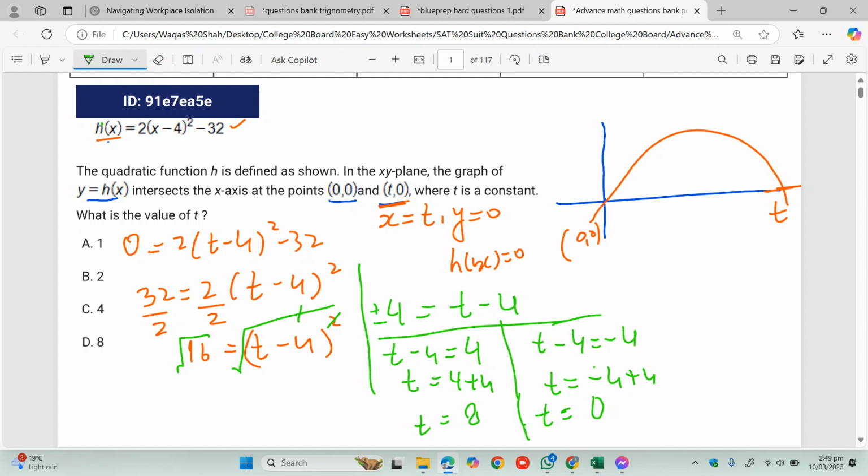But here, we cannot use t equal to 0, because t equal to 0 will become the point (0, 0) again. So this t has to be positive, because if we take t equal to 0, that will become (0, 0), which is not required, right? We will take t equal to 8, so it will be (8, 0). So now the answer would be 8.